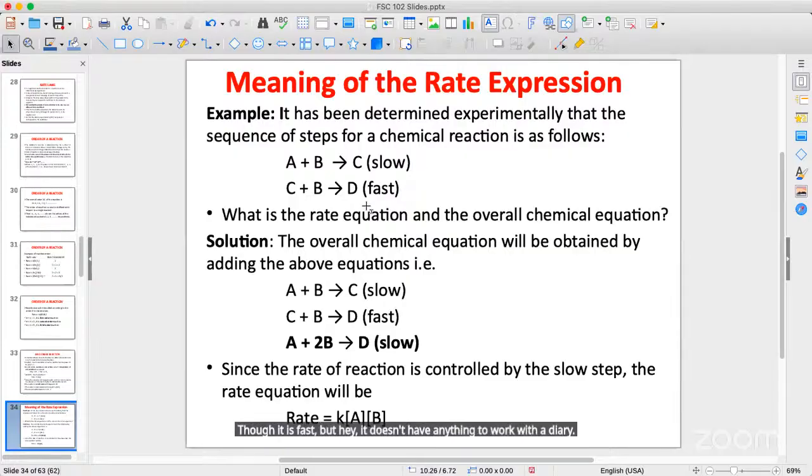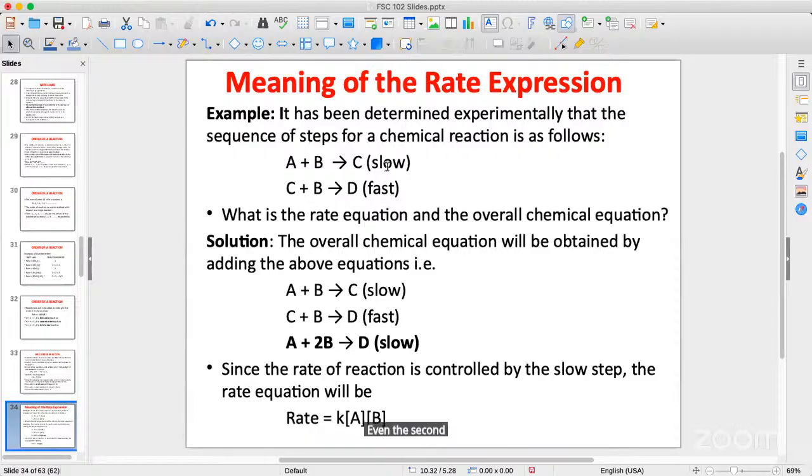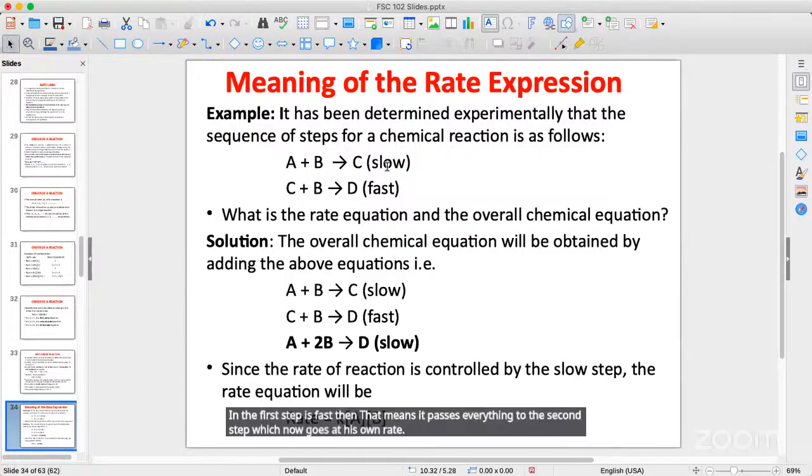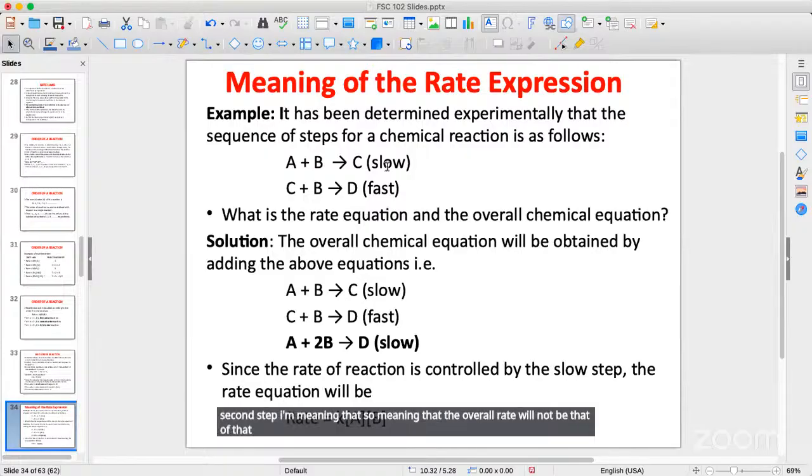It will only work at the rate at which the first step is operating, because it needs the product of that first step to work. And that is why at the end of the day, the overall rate is going to be that of the first step. Even if the second step is the slow step, the first step can be fast. If the first step is fast, then it passes everything to the second step, which now goes at its own rate. So at the end of the day, you can't have your final product without that second step, meaning that the overall rate will now be that of the second step. So the slowest step of any sequence of reactions is the rate determining step.